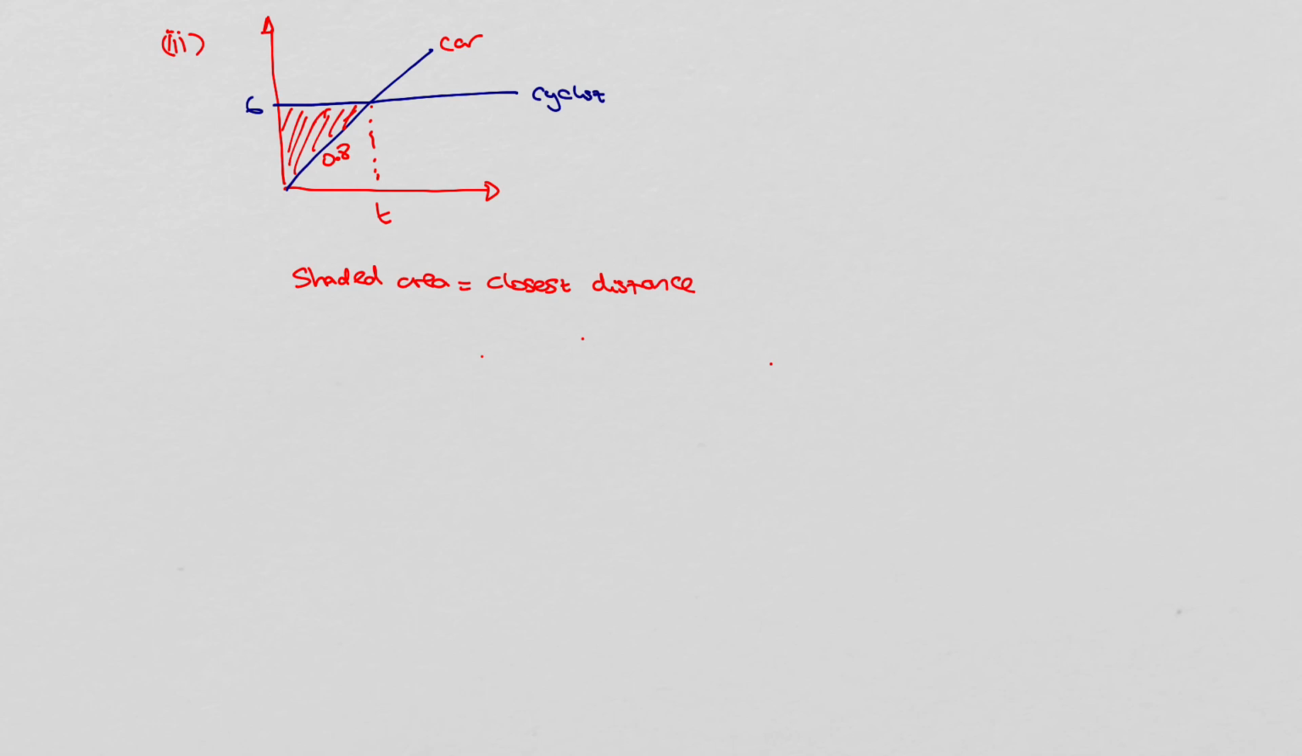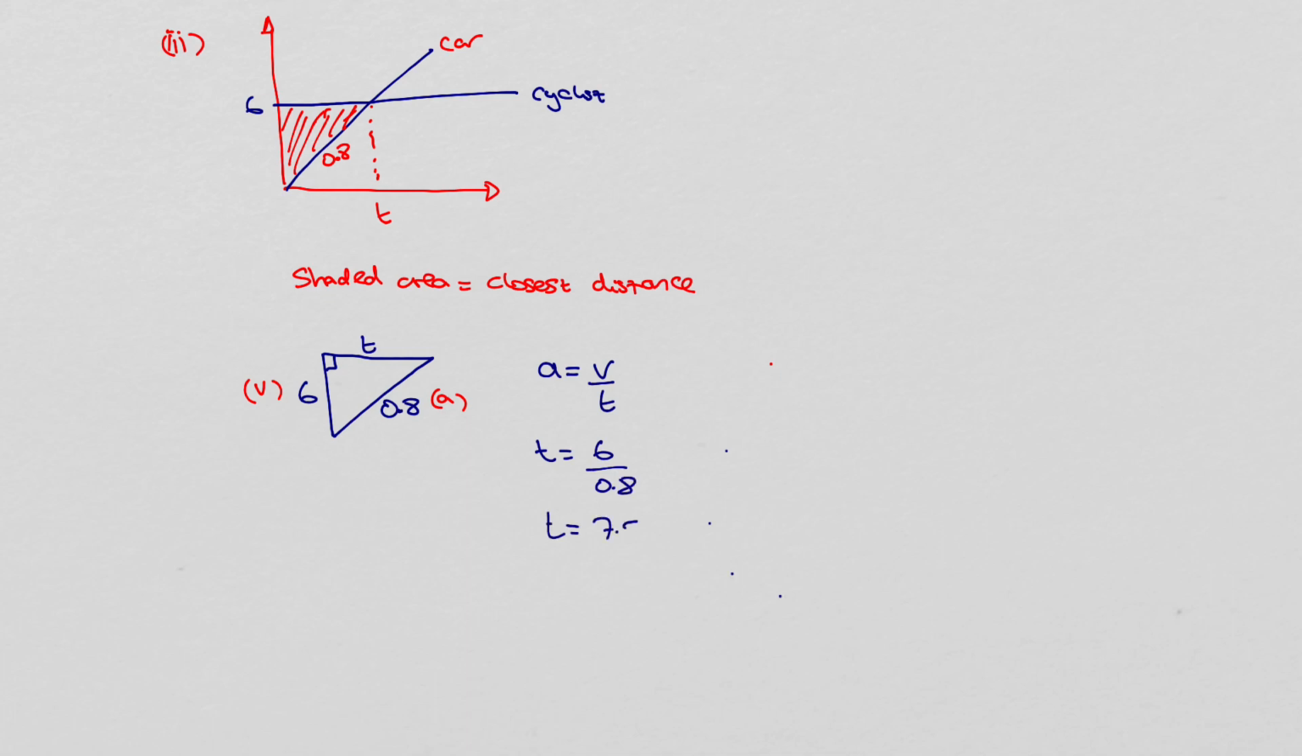Okay, so the area of that shaded region, if we look, it's a right angle triangle. That's 0.8. We've gone up 6 and we don't know the time, so that's going to be t. So therefore we can say that this is our velocity, in red. That's our acceleration. So we know that the acceleration is equal to velocity over time. Therefore, time is equal to the velocity, which is 6, divided by 0.8, which means that this gap is going to occur at 7.5 seconds.